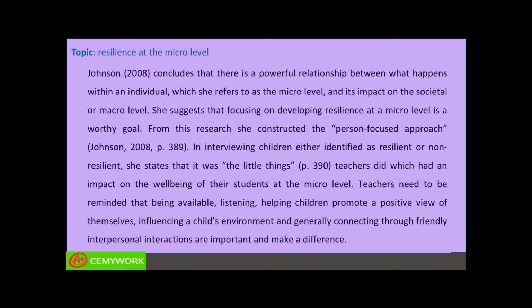Let's look at another example. Now, pause the video, take 30 seconds to a minute to read through this, and develop some impressions around this paragraph based upon that topic, resilience at the micro level. Okay, having read it, can we say that this paragraph is on topic? Is it relevant? It is. Can we say that it's critical and interpretive? It isn't. So, what we have here is a shopping list of descriptive ideas around the topic.